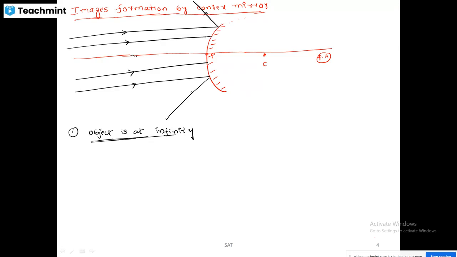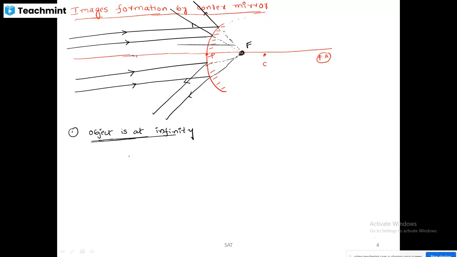So these are all reflected rays. They diverge, but our eyes always feel that all the rays are coming from this focus. So if you back trace them here, they are meeting at this point. They are meeting at this point, and this point is called the focus, and the image is also formed at the focus.